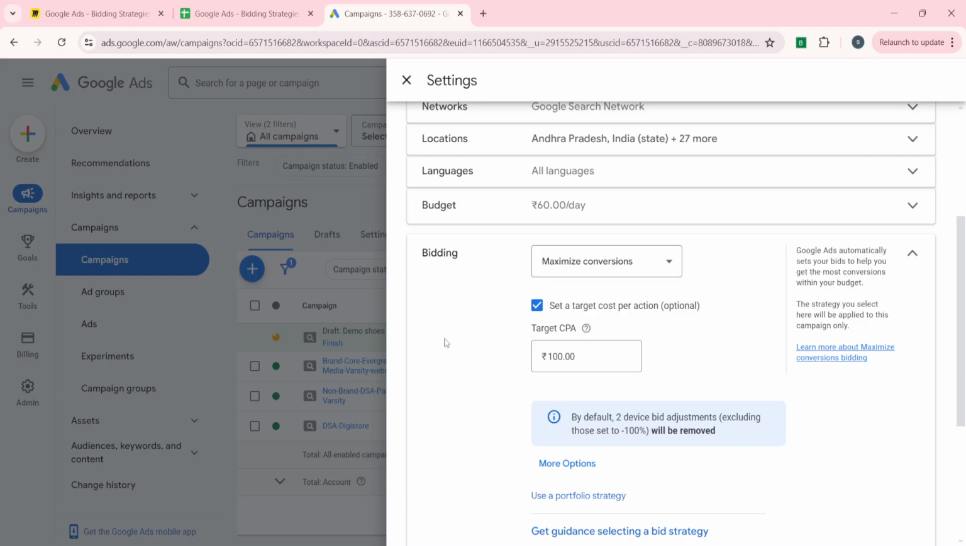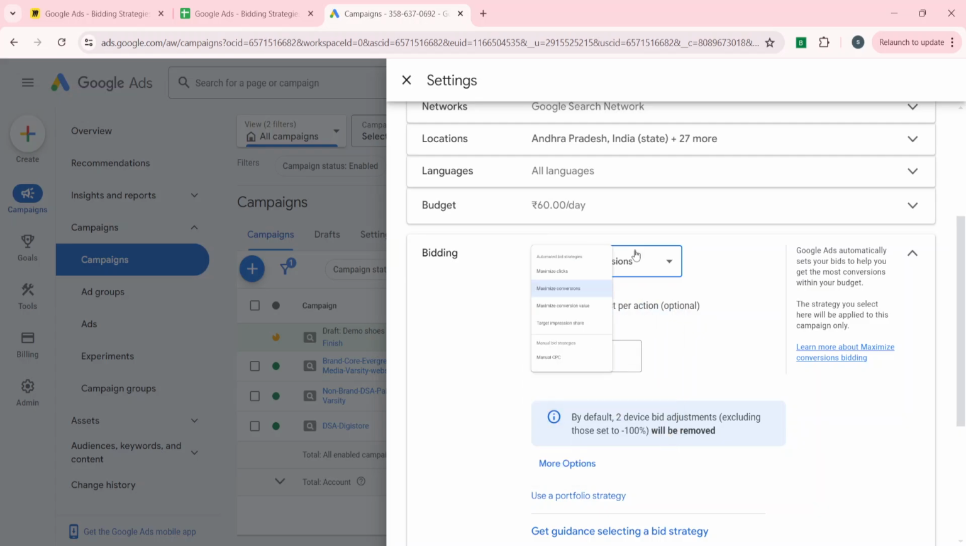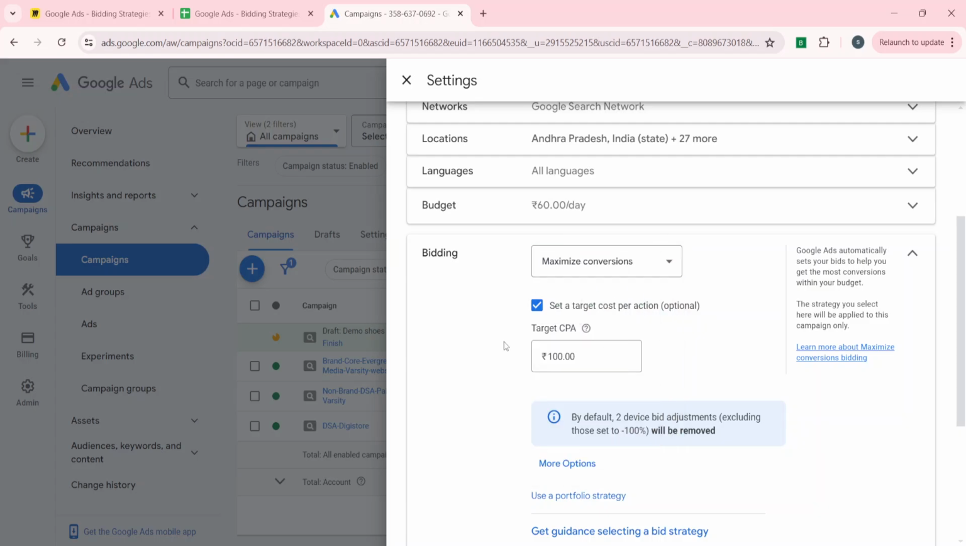Please pay attention to these maximize conversions and maximize conversion value bidding strategies. These two bidding strategies are very important. Most of the advertisers in the current industry will be using only these two bidding strategies for meeting any kind of goals. Also, these two are a little tricky. I will explain the examples, but please pay very close attention. We will meet in the next lesson.